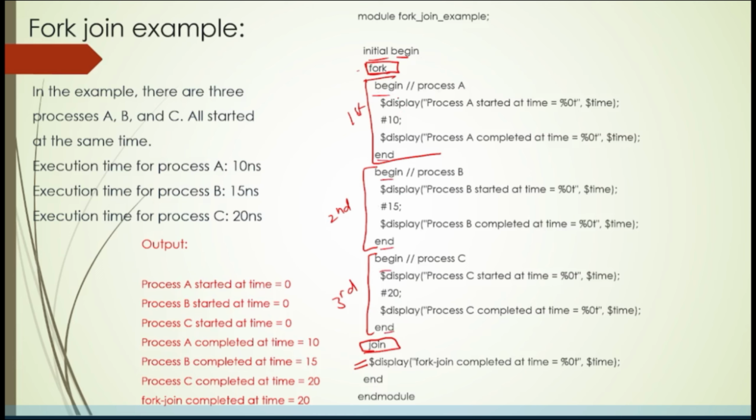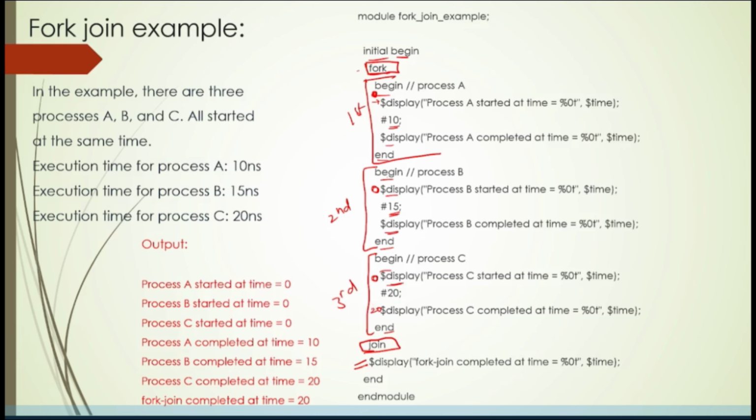Within the first process, the first display statement is not having any delay, so it is at 0 time. The second display has 10 time units of delay. Similarly, in the second process, the begin has no delay, so it is at 0 delay, and the second display has 15 time units of delay. In the third process, it has 0 delay, and then 20 time units of delay.